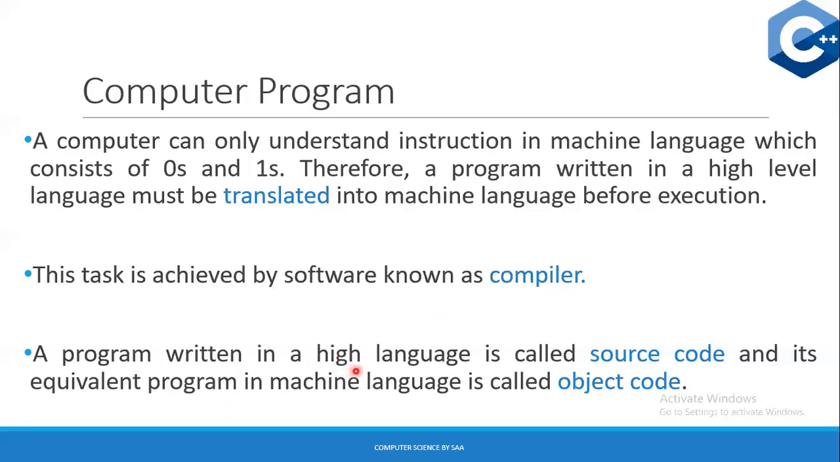So when a program is written in a high-level language, that program is known as source code. And when this source code is converted into machine language, that converted code is known as the object code. The program, which is in high-level language before translation, is known as the source code, and after translation, we refer to it as object code.